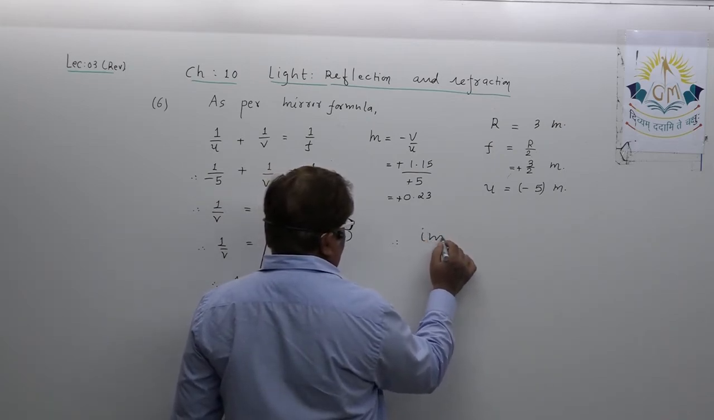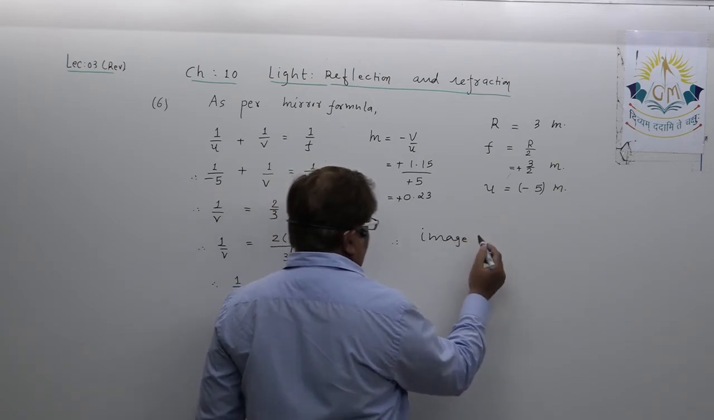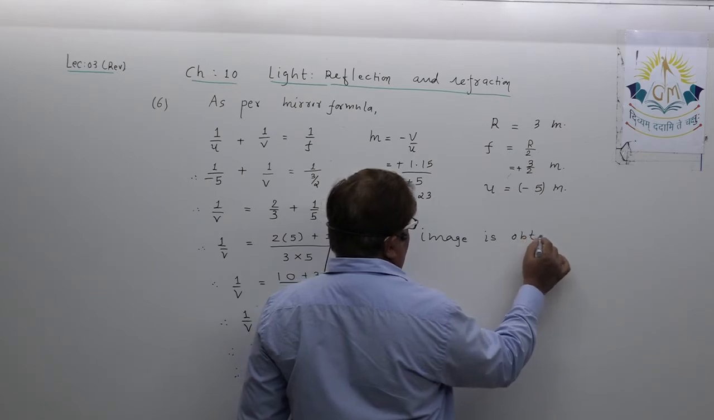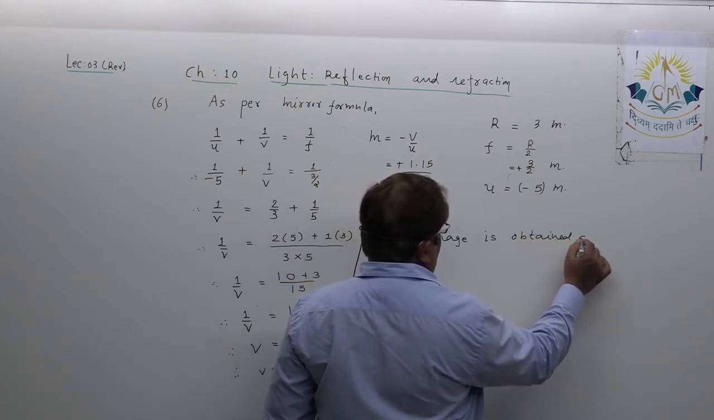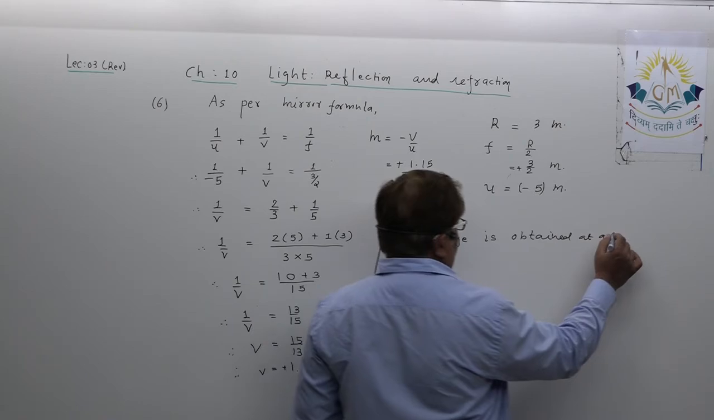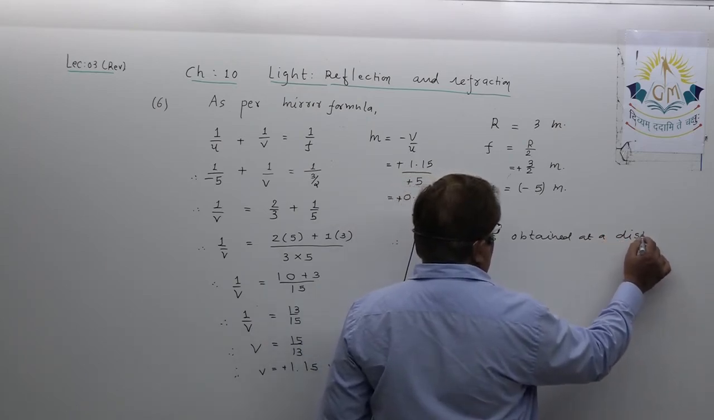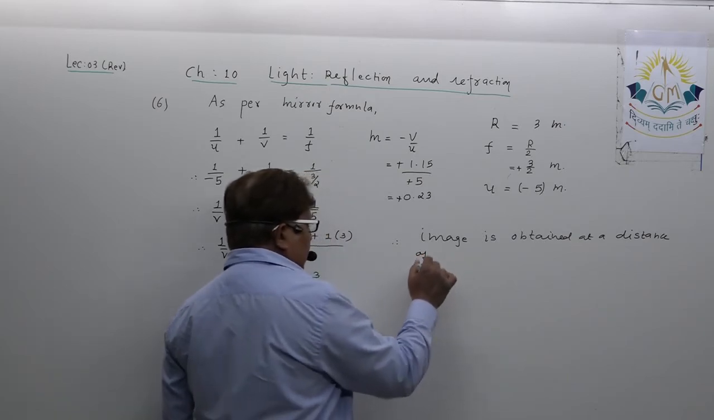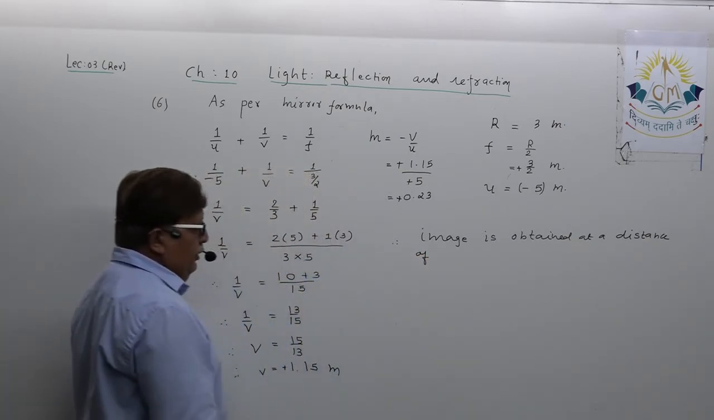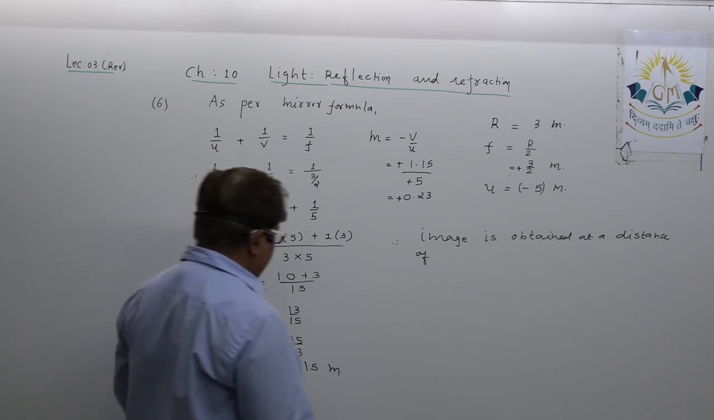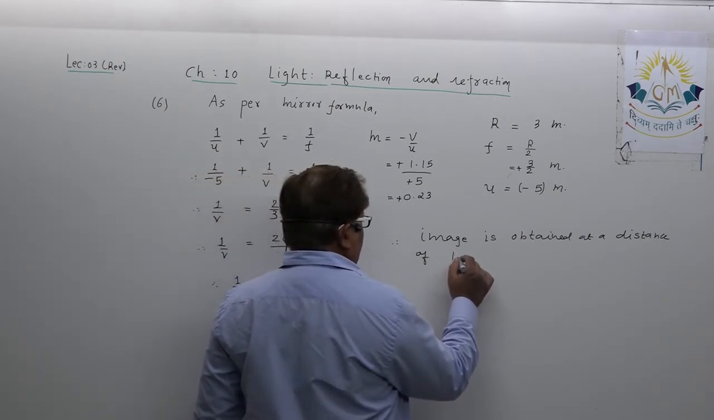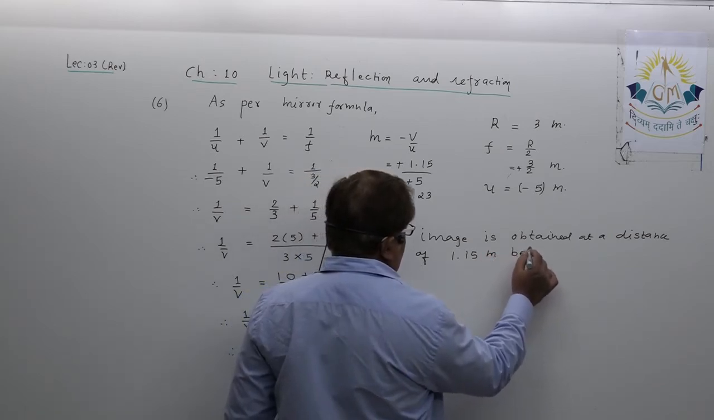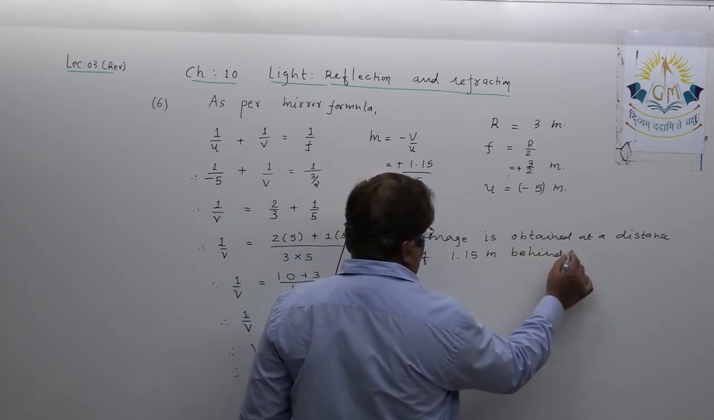Image is obtained at a distance of 1.15 meter behind the mirror. Final conclusive statements are compulsory.